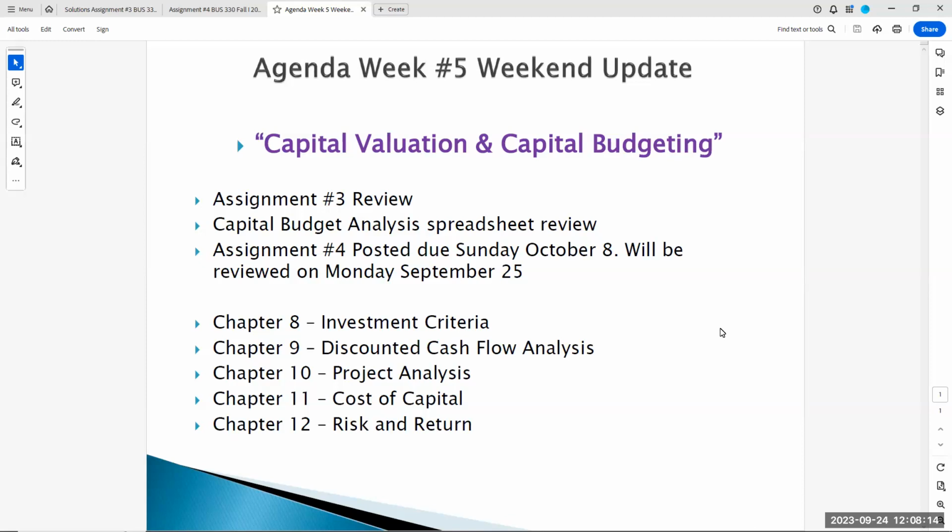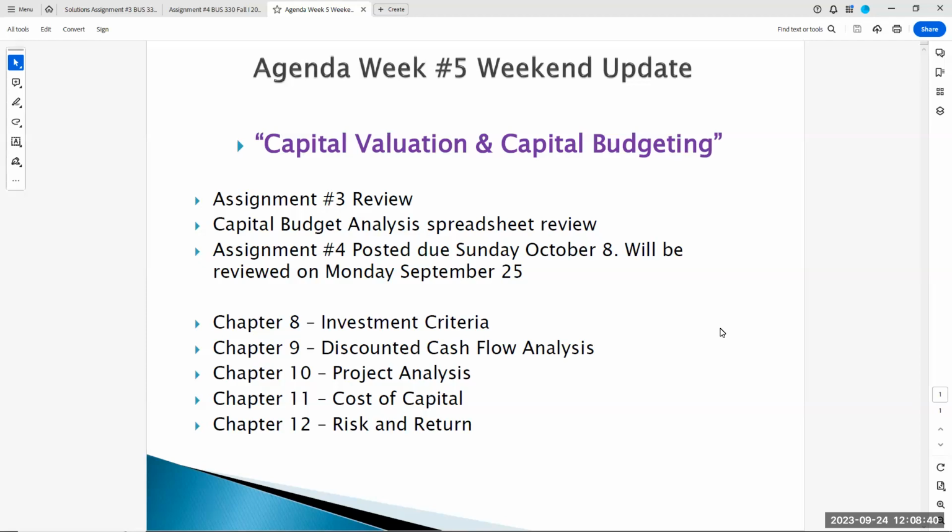And speaking of Assignment 4, it has now been posted to Blackboard. You have 2 weeks to do it. It's due on Sunday, October 8th. It's a combination of a spreadsheet analysis and a written interpretation of your findings. And I'll go over that in our Week 6 lecture video as we begin Week 6 next week.